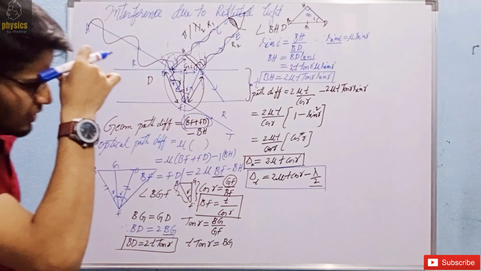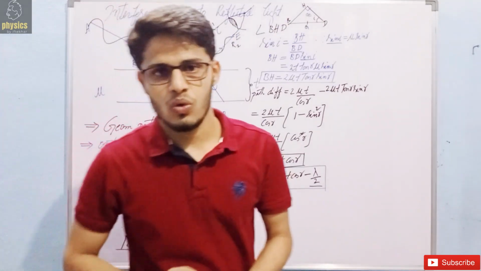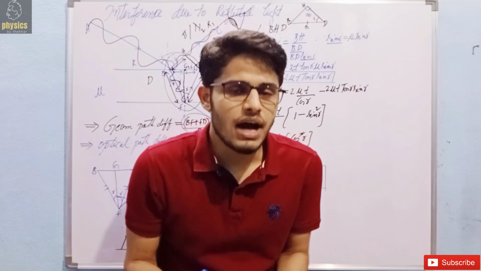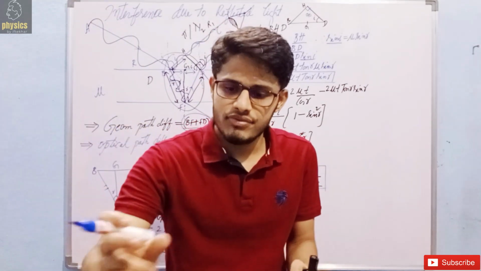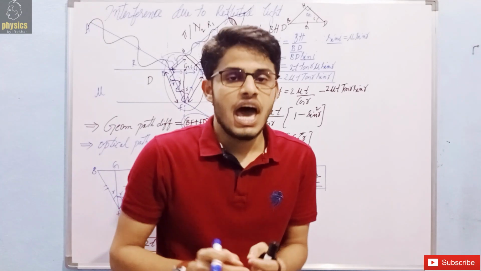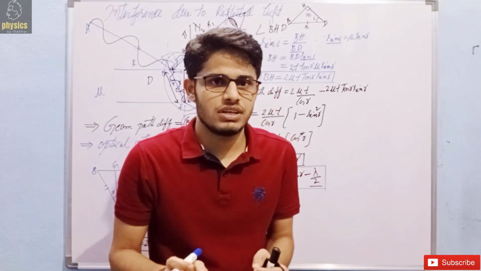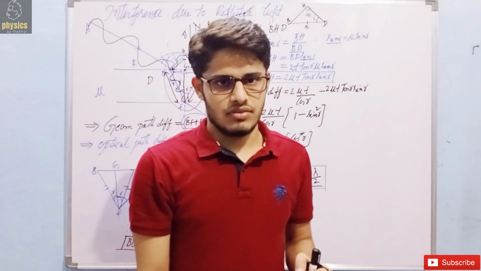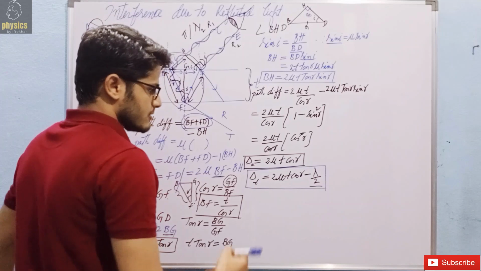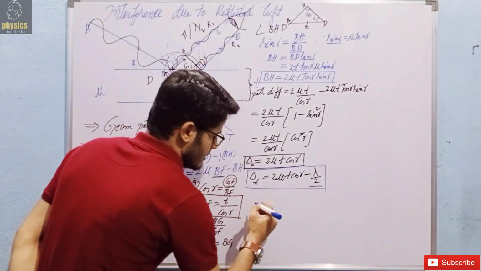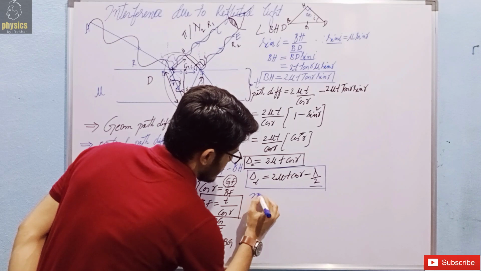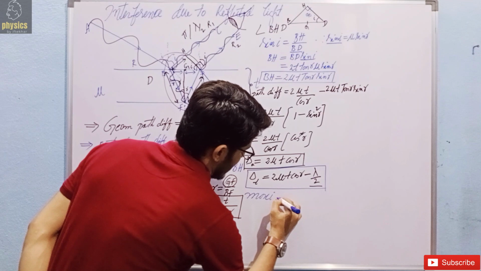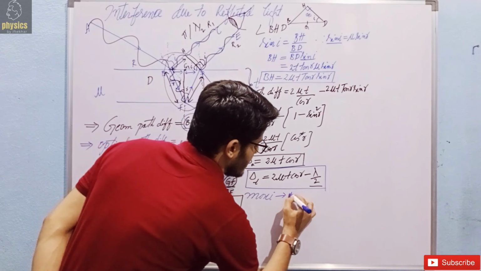Now we will find out what should be the condition for the path difference to get the bright fringe or the constructive interference, and what should be the condition for the path difference to get a dark fringe or destructive interference. So now we know that generally maxima, maxima means the bright fringe.